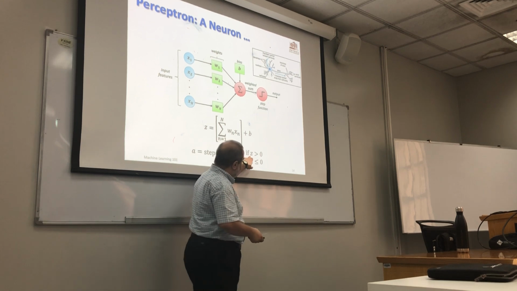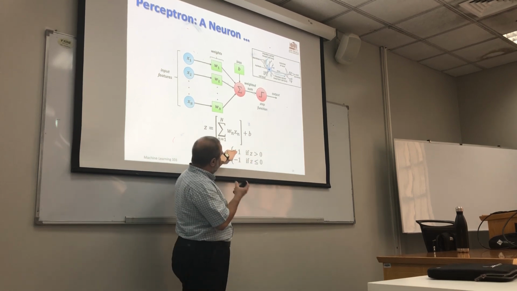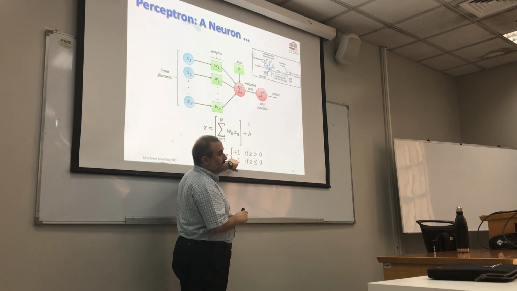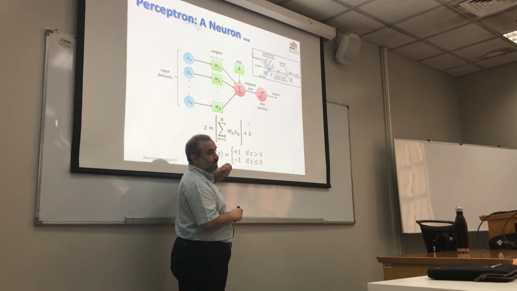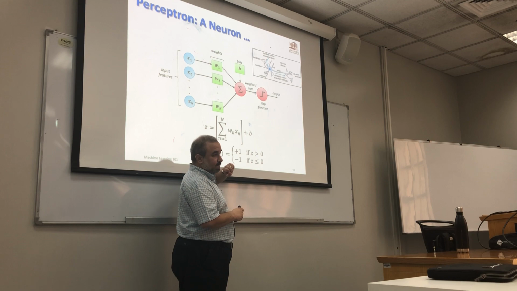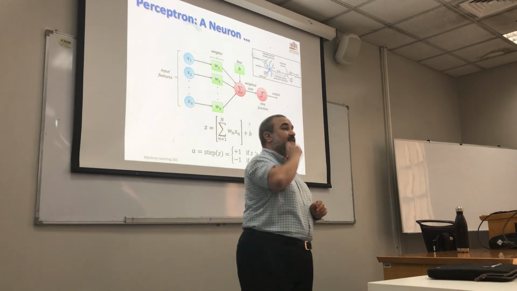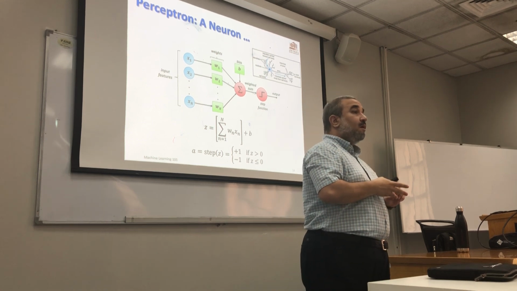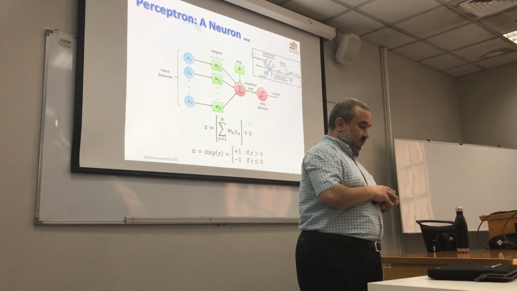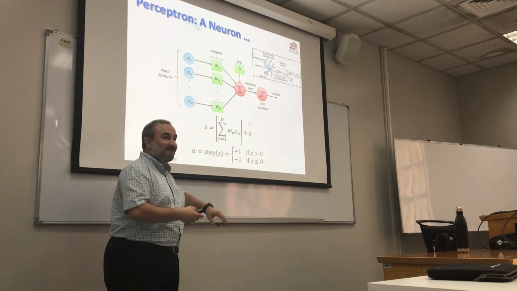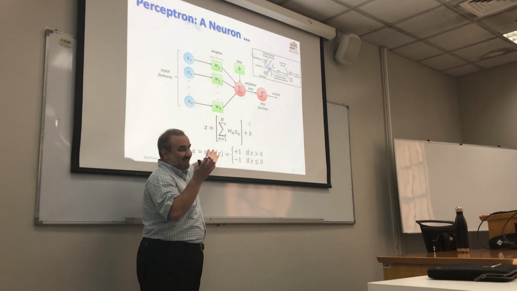If z is greater than 0, then the neuron will fire or will be activated, and will be -1 if it's not. Okay? Is that clear? So this is a model of one neuron. Yes? So what does that exactly represent? Very good.